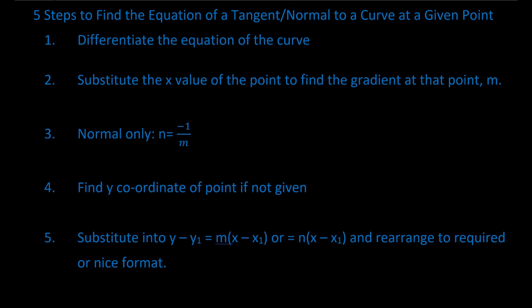And then step 4, again, you might not always have to do this, but if they haven't given you the y coordinate of that point, then you'll need to go back and work that out from the original equation. And then when you've got your gradient, your x and y values, then you're going to substitute those into y minus y1 equals m(x minus x1), or of course it might have the n outside the front if it was the normal version. And then you want to rearrange what you get into either what they've asked for as a format or something that looks nice and tidy.